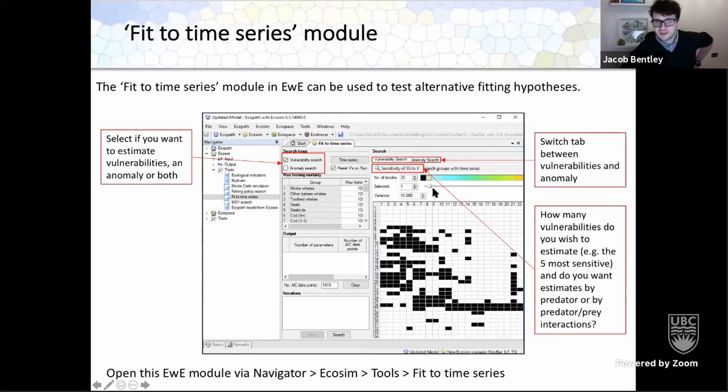Okay, and you can select if you want to search for an anomaly and a vulnerability, or just one or the other, and you can switch between them at the top here. I'm not sure, you'll probably go through this again, I imagine.